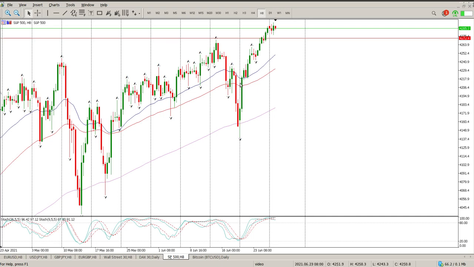So we're kind of consolidating at the top. Look at our oscillators. Oscillators are starting to cross over to point to the downside. Now, I would like to see those oscillators come back below the 80, consolidate further down, and give us the opportunity to get into this at the moment.